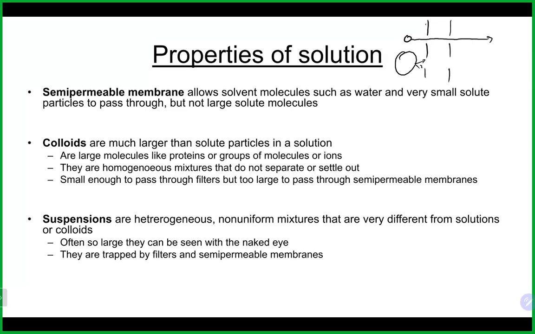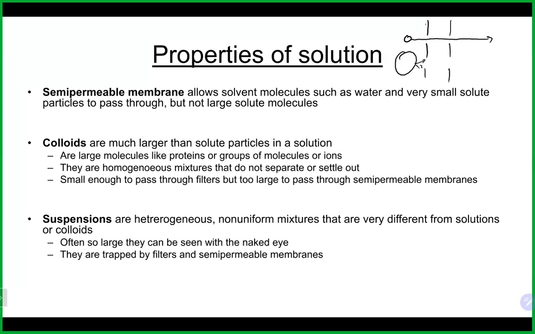And sometimes we do describe molecules in a couple of different ways. Colloids, these are much larger than solute particles. They are large molecules like proteins, or groups of molecules or ions together. They are homogeneous, just like a homogeneous mixture means they look the same throughout, right? And that's sort of the same idea.